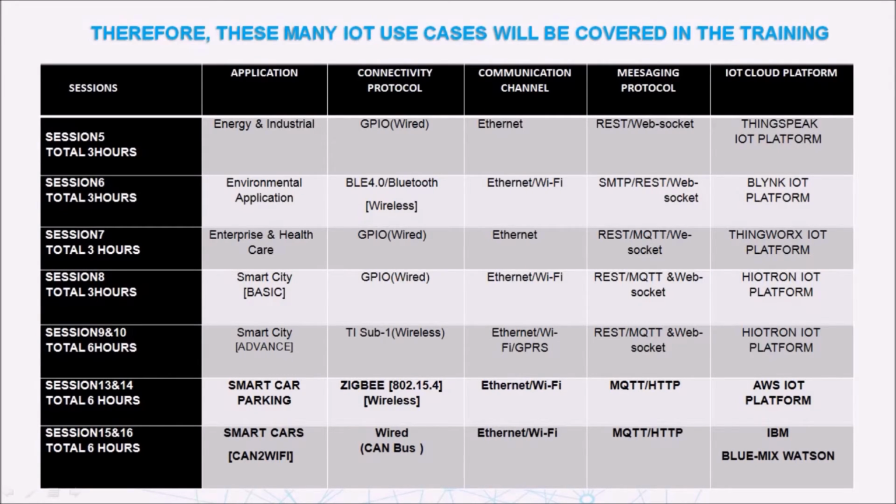Sessions 15 and 16, again 6 hours, will explore IBM Bluemix Watson for the smart car application. Here the connectivity protocol we will be learning is CAN bus, the communication channel will be Ethernet or Wi-Fi, and the messaging protocol will be MQTT or HTTP. So these are the different use cases that we will study, and we will build the project around them.